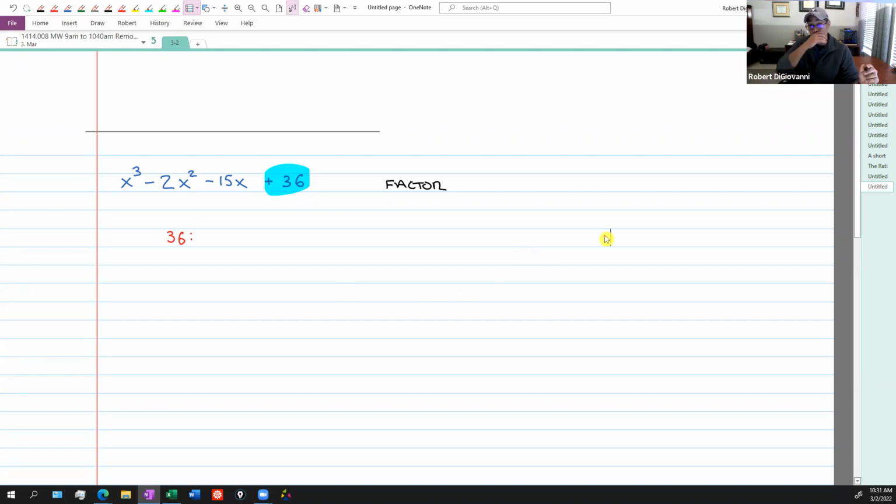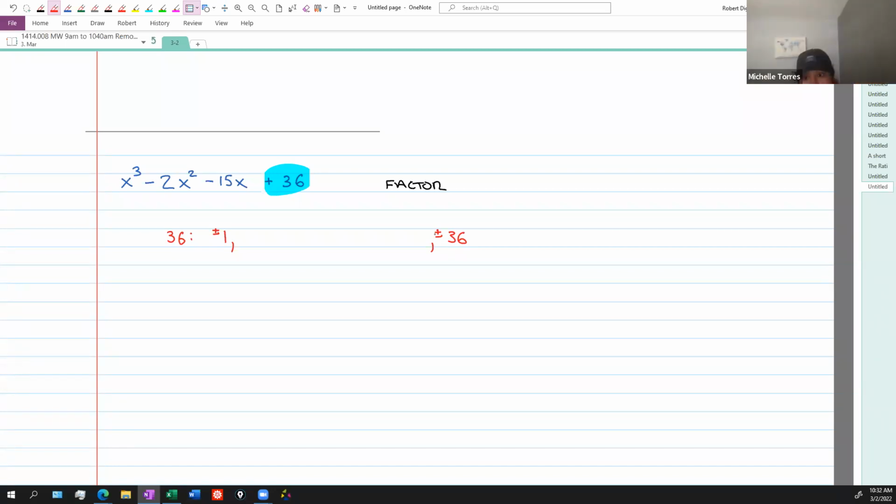And there's quite a few. I always start with 1. 1 and 36, those are factors. I could do 1 and 36 or -1 and -36. What else goes into 36? 2 and 18. So I could go ±2 here, ±18. I like to do it this way, where I work from the outside and bring it in, because eventually you're going to meet in the middle.